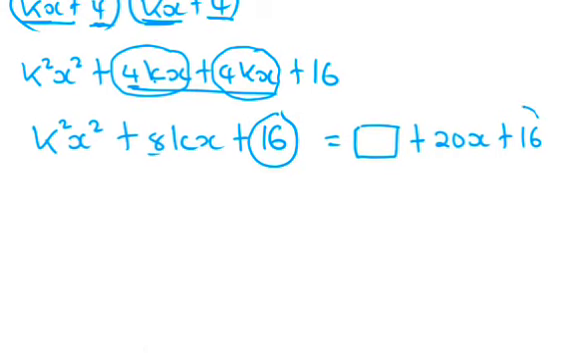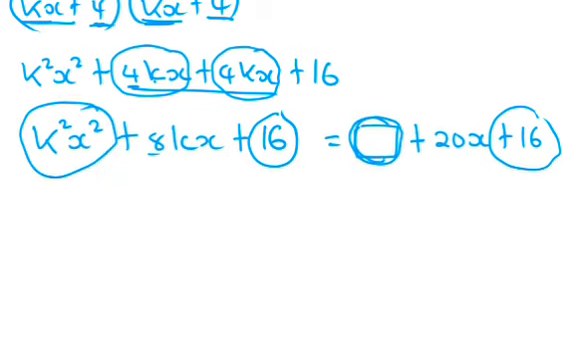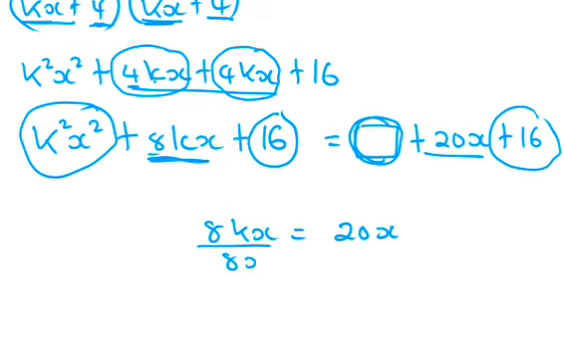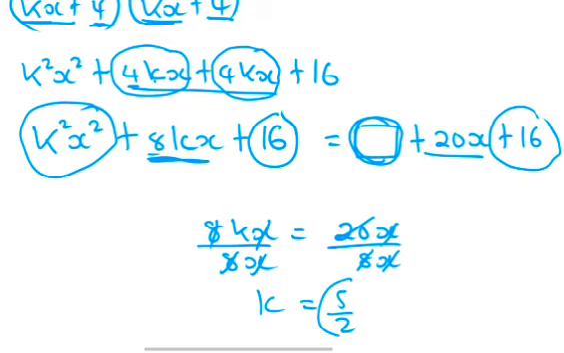So we just equate it: 8kx is equal to 20x. To find the value of k, divide both sides by 8x. The x's cancel, the 8's cancel, remaining with k equal to 20 over 8. 4 into 20 is 5, 4 into 8 is 2.